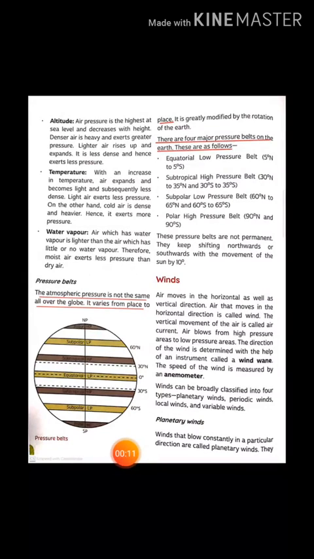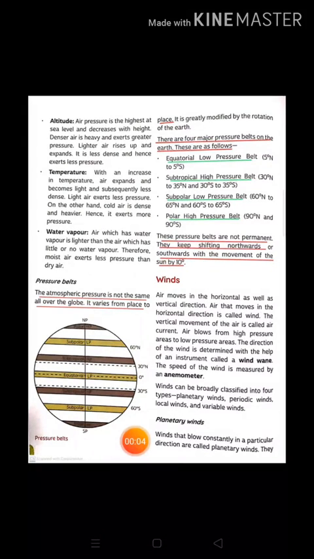The main pressure belts of the world are the equatorial low pressure belt, which extends to 5 degrees north and 5 degrees south. The subtropical high pressure belt extends to 30 to 35 degrees north and 30 to 35 degrees south in both the hemispheres. The subpolar low pressure belt extends to 60 to 65 degrees north and 60 to 65 degrees south in both the hemispheres. The polar high pressure belts are at 90 degrees north and 90 degrees south.